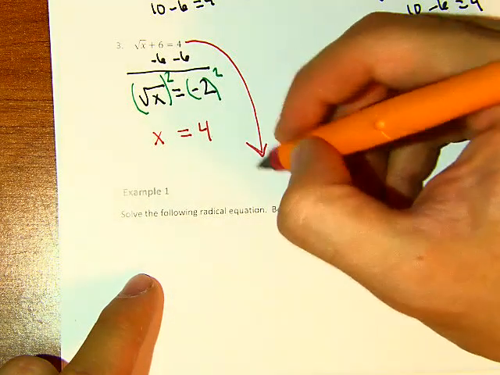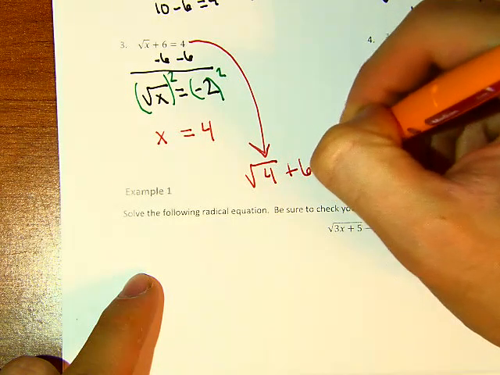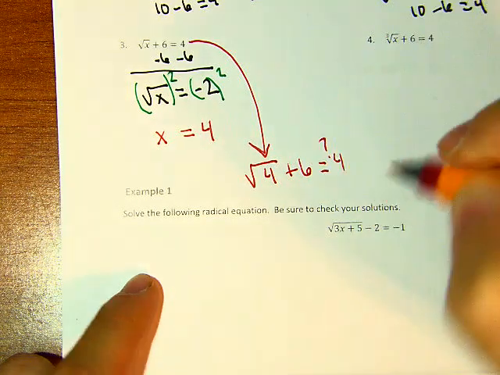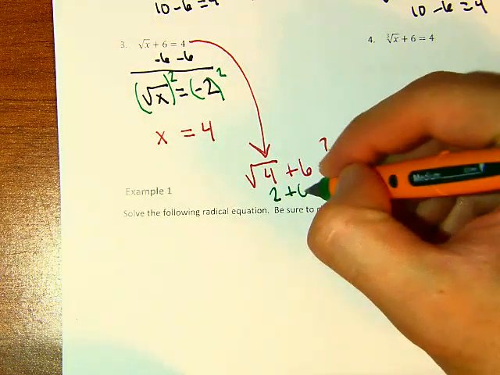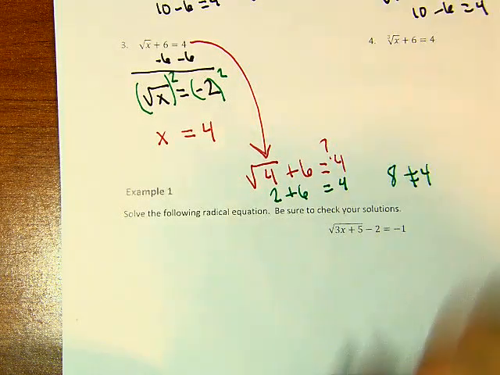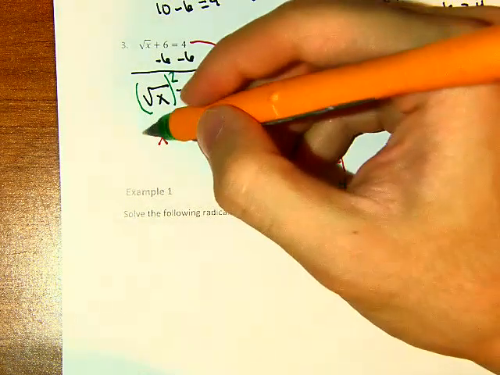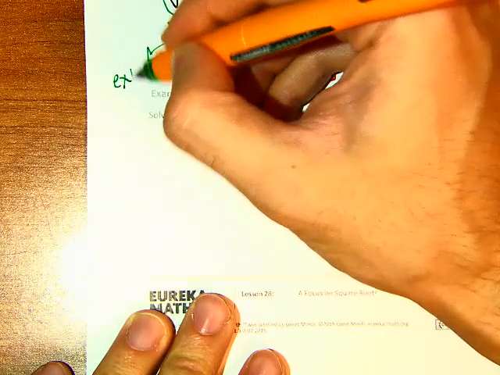If you plug in that 4, the square root of 4 plus 6, does that equal 4? Question mark. And the square root of 4, well, that is 2, plus 6 equals 8. 8 does not equal 4. So here, that x equals 4 is what we talked about being an extraneous solution.